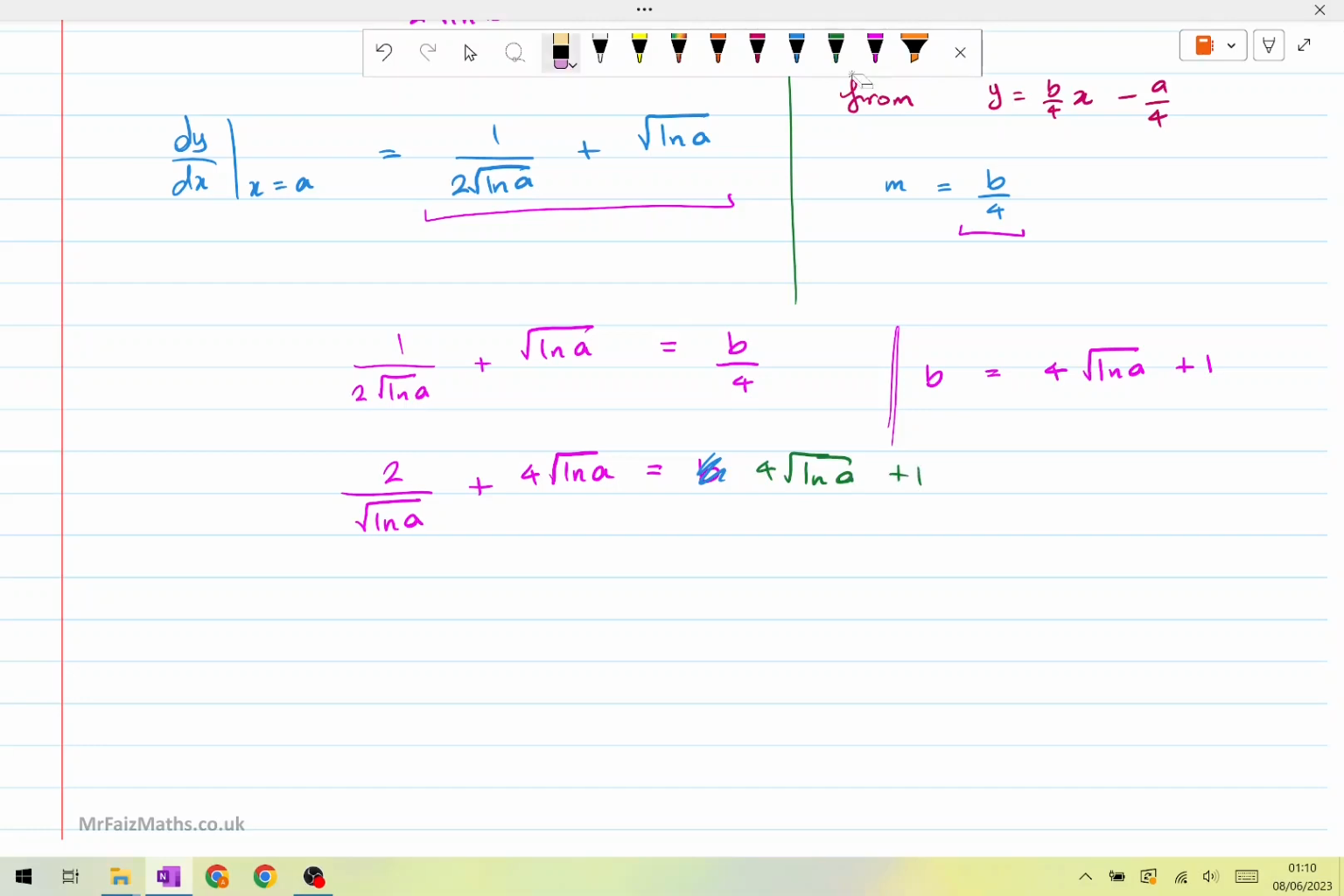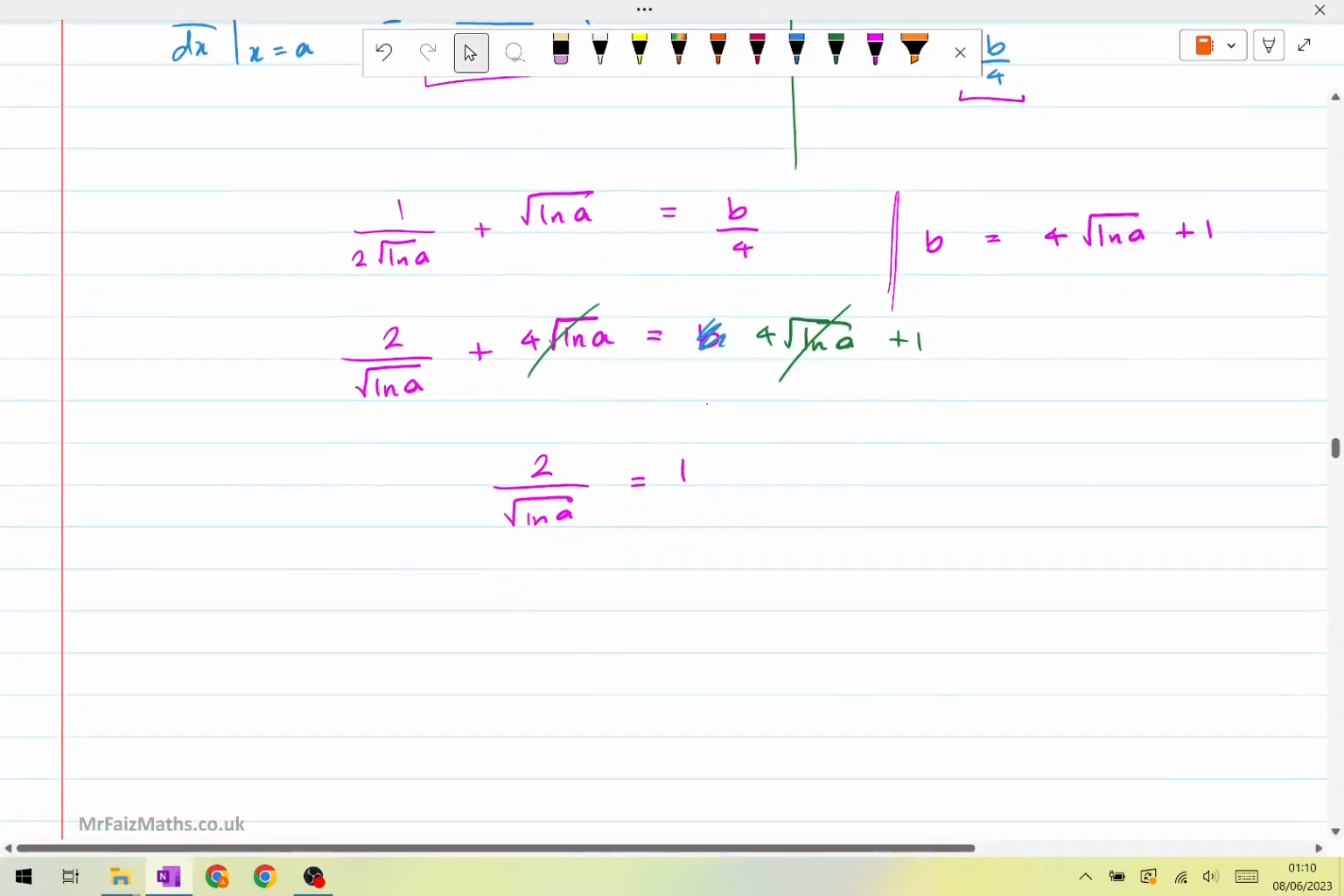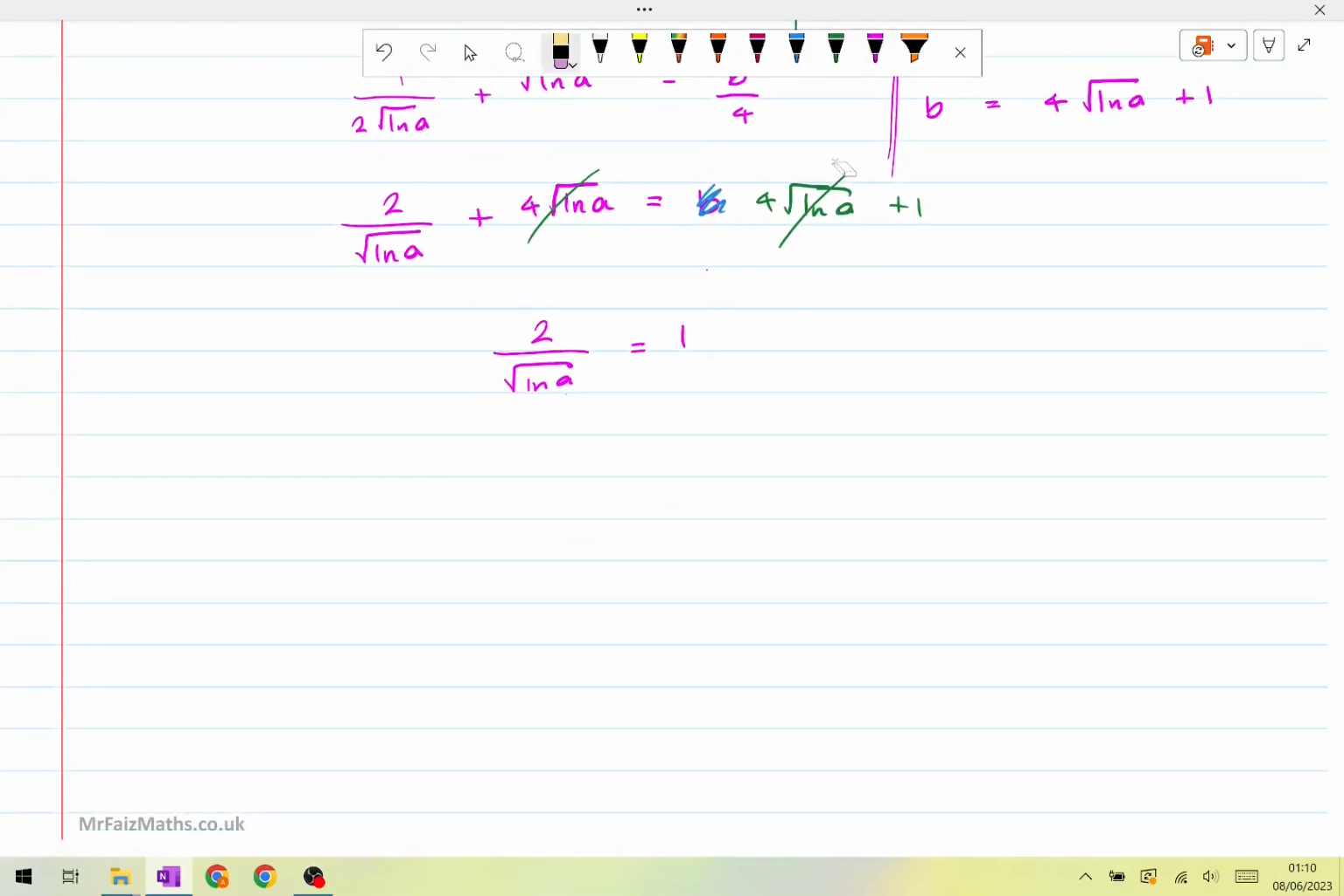Now to solve this equation, we can cancel out these two terms because that's just subtracting 4 square root of ln a. So that means we're going to be left with 2 over square root of ln a is equal to 1. And rearranging this, multiplying this onto the right hand side, would give us square root of ln a is equal to 2. So therefore ln a is equal to this squared, which is equal to 4. And then raise both sides to e to the power, so that gives us a equals e to the power of 4.